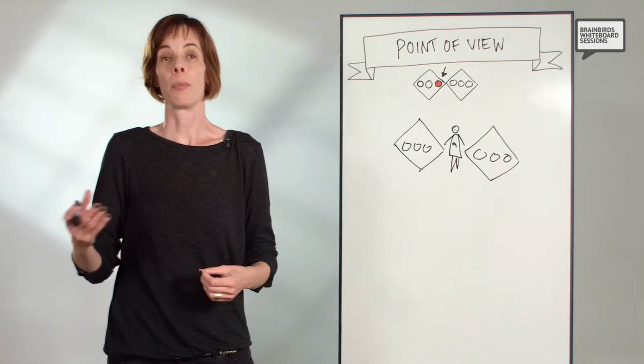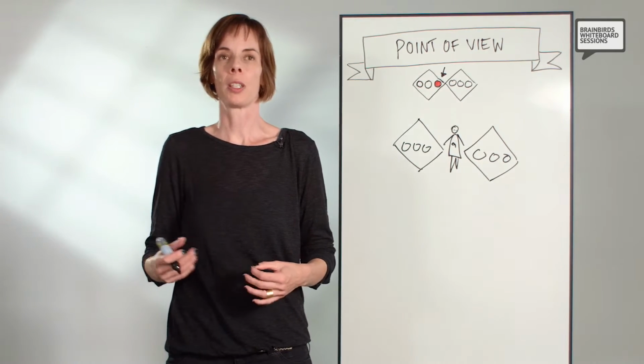One of the tools that can be used during the point of view phase is the so-called persona. A persona is basically a fictional character based on a group of people with similar characteristics and behavioral patterns. Let's have a look at a persona in detail.